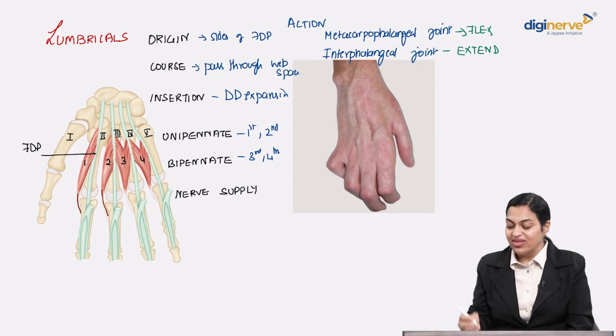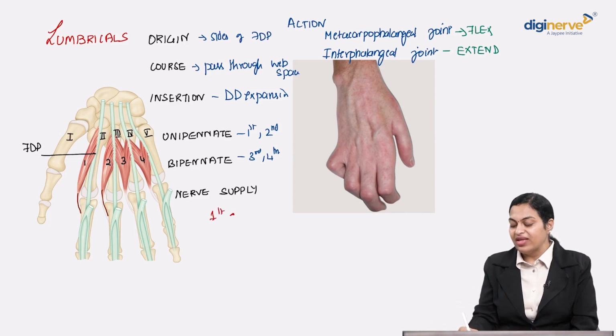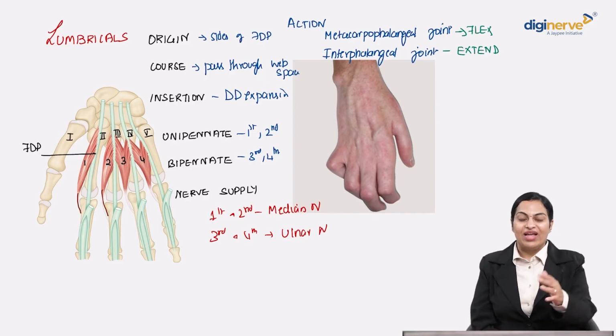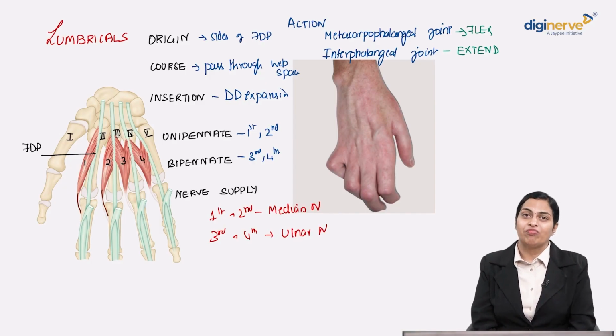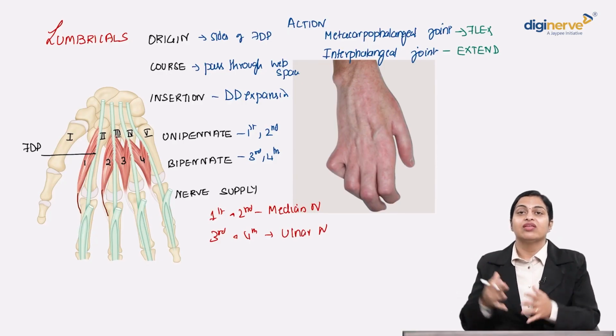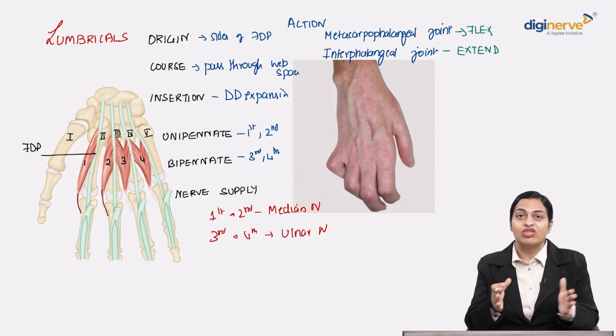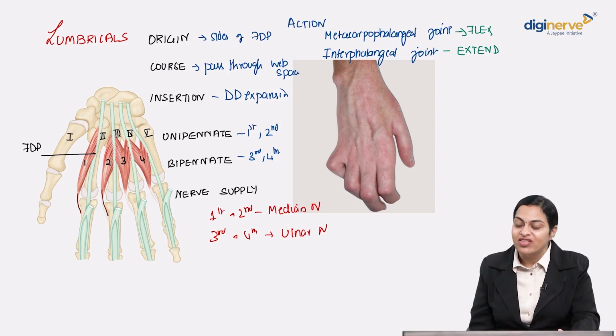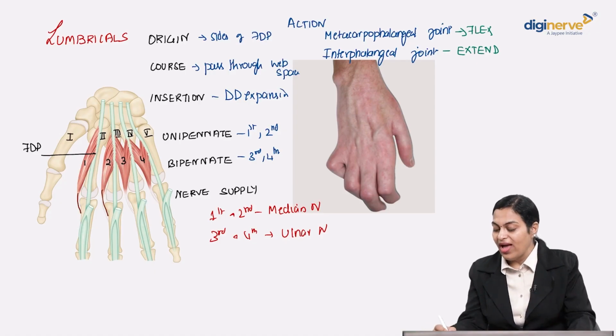Nerve supply of the lumbrical is again interesting. The first and the second lumbrical are innervated by the median nerve. The third and fourth lumbrical are innervated by the ulnar nerve. So definitely lumbricals are a very high yield topic. It has been asked in an image-based question, whether first, second, third or fourth. So you should get orientation to its numbering, its location, attachments, nerve supply, action, and what will happen in its paralysis, which is claw hand.